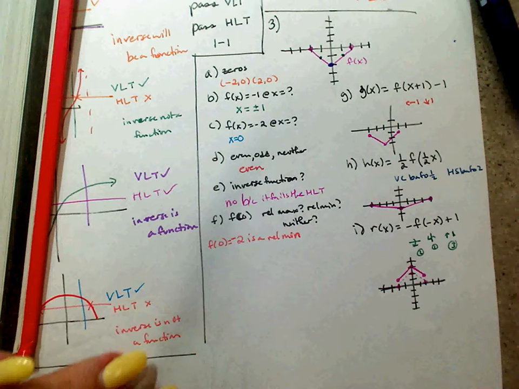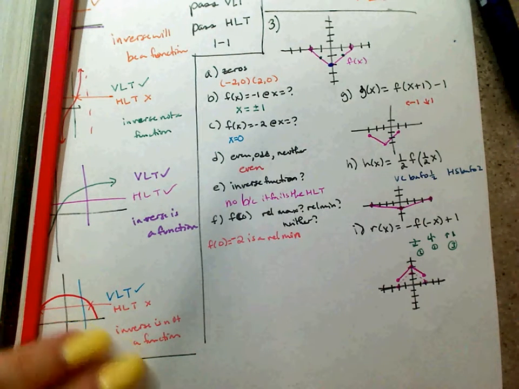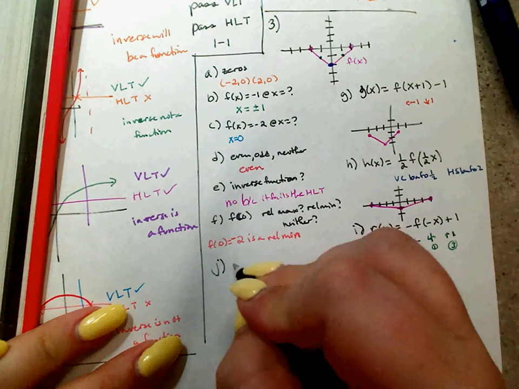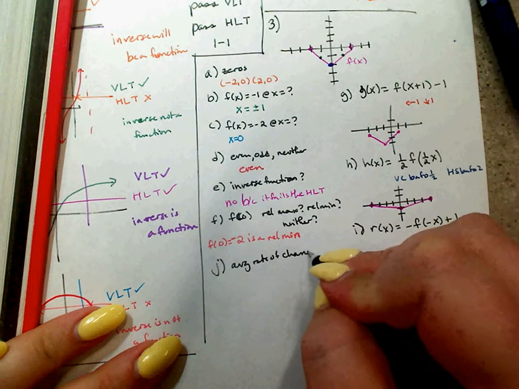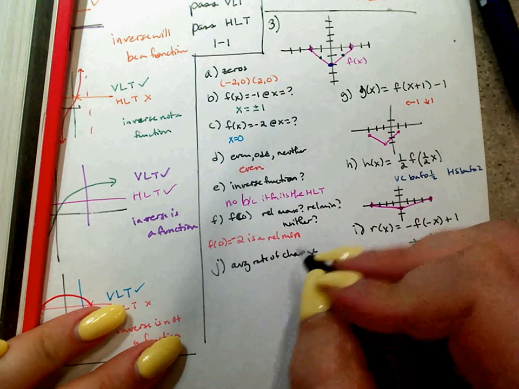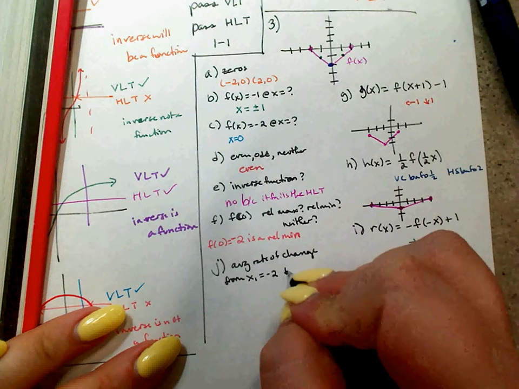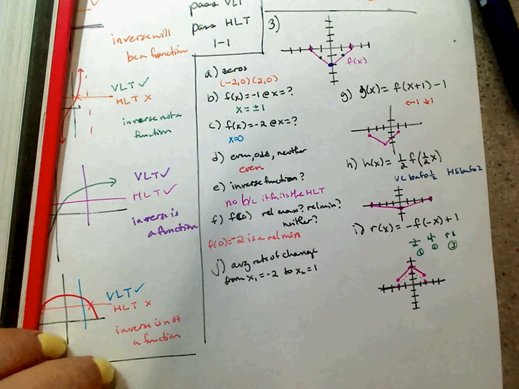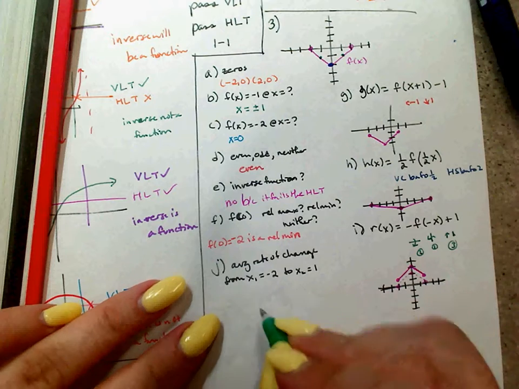And so that would be my graph. And then part J. So average rate of change from x1 equal negative 2 to x2 equal 1. Okay, so that is actually just asking me to find the slope on this interval. So remember, the slope formula is y2 minus y1 over x2 minus x1.